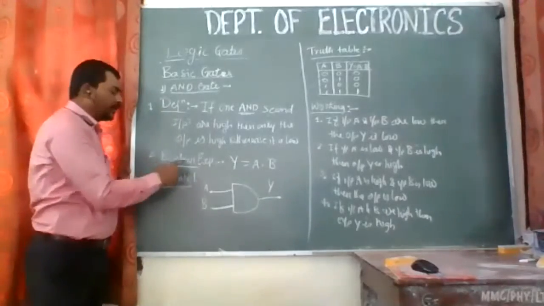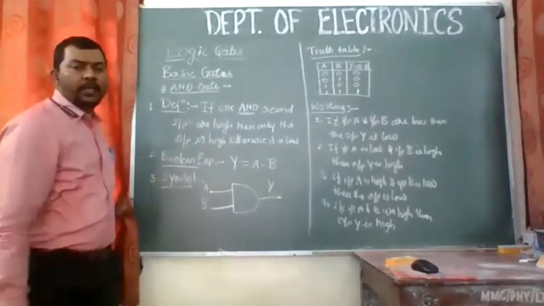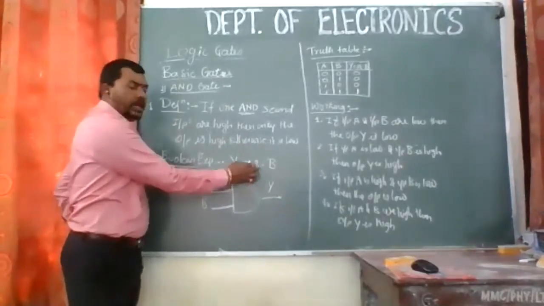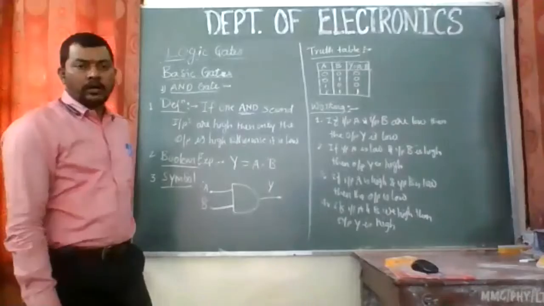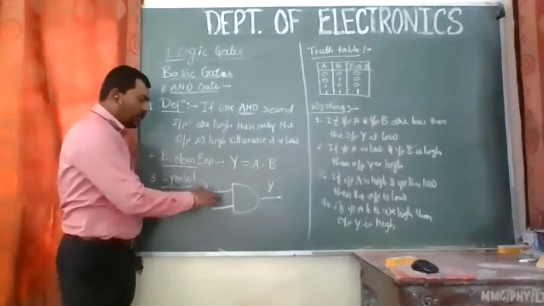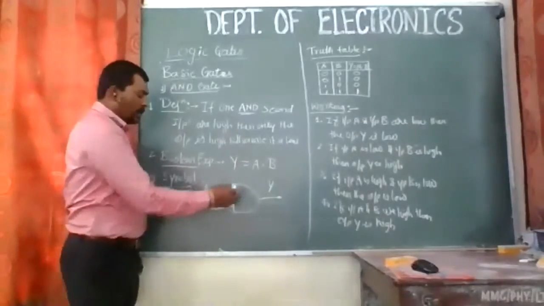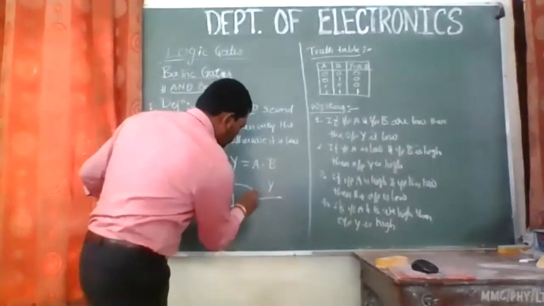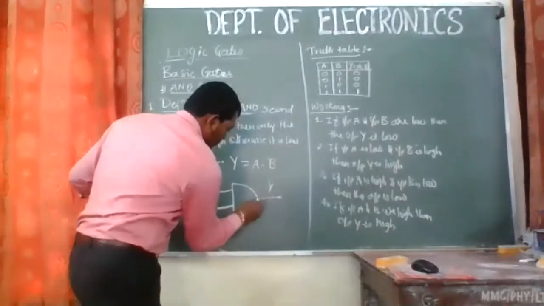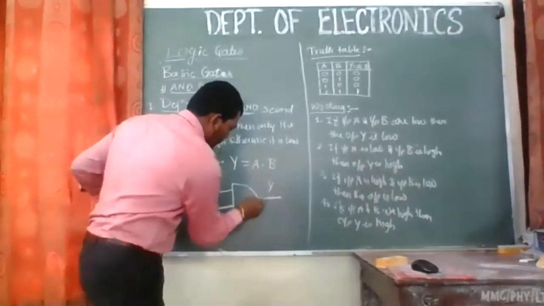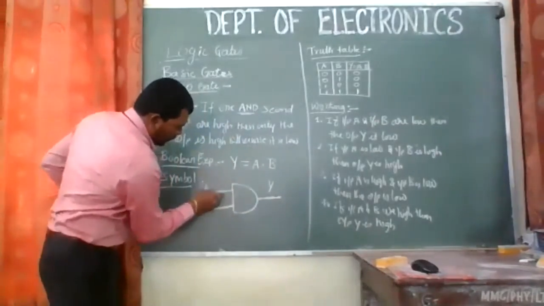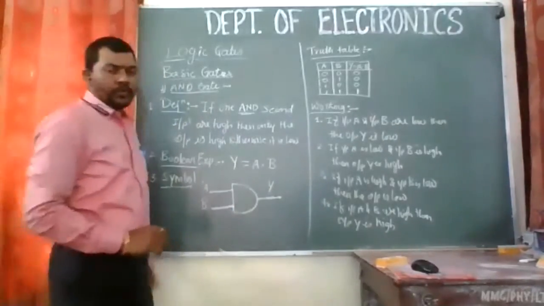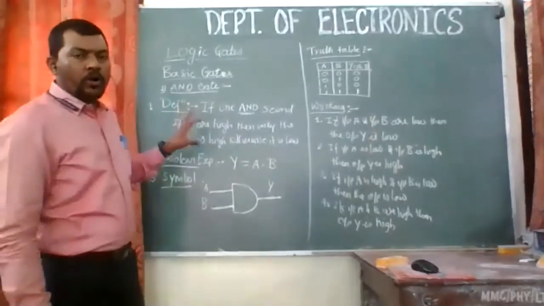The Boolean expression of the AND gate is Y is equal to A dot B. We'll say that Y is the output and A and B are the two inputs given to an AND gate. The symbol of that is actually a D shape with two inputs and Y. It should look like a D like this, with the output coming out of it and two inputs like this. So A and B are the inputs and Y is the output. This is the symbol, the third point.